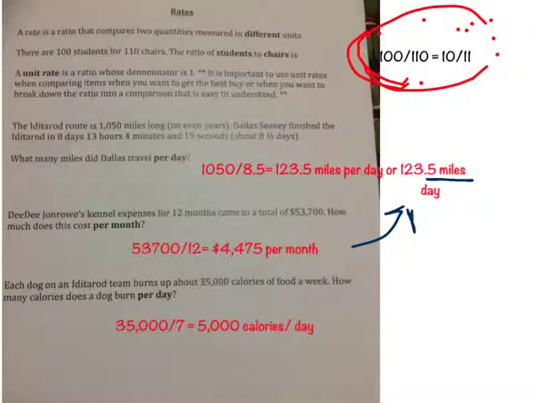Last one, a little tricky on this one. Each dog on an Iditarod team burns up to about 35,000 calories of food a week. How many calories does a dog burn per day? So we've gone from week to day. So we're going to divide by 7. And you get 5,000 calories per day.